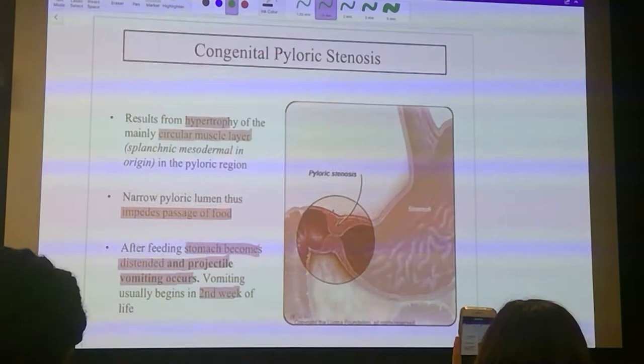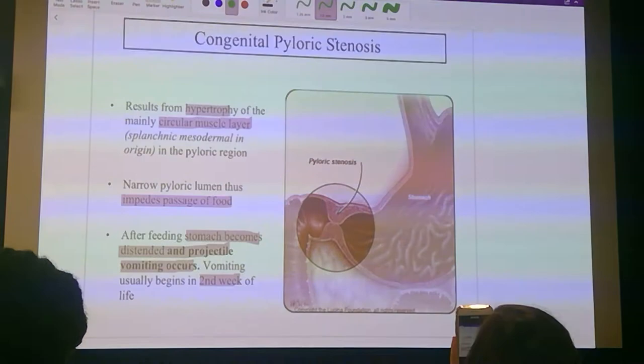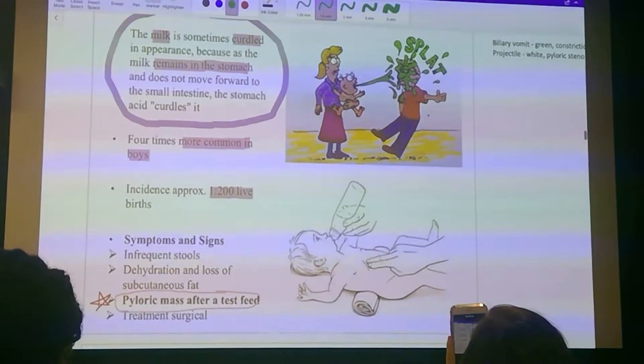So, congenital pyloric stenosis. If you see projectile white vomiting, it's this. But if it's projectile green vomiting, it's something else. So if it's white, it's this, but if it's green, it's something else. I think duodenal atresia is what she likes.